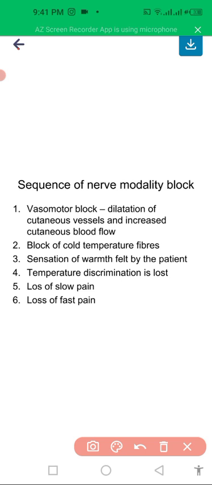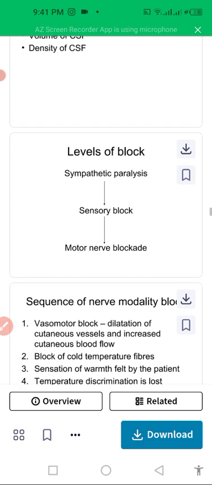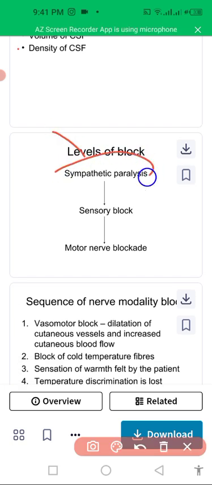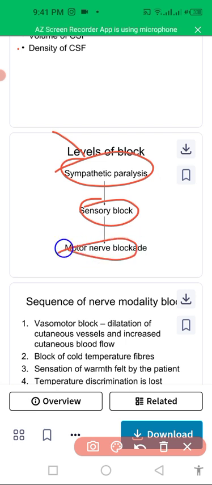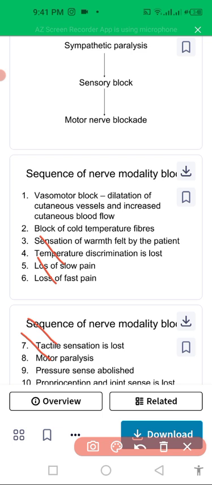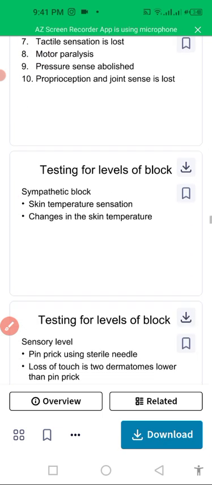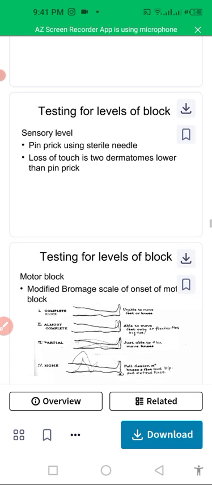Level of blocks that are achieved: sympathetic paralysis causes sensory block, and then motor blockade occurs. Vasomotor block dilates the cutaneous vessels. Cutaneous dilation results in cold temperature, a sensation of warmth felt by the patient, and then loss of pain, loss of slow and fast fibers, tactile sensation, motor paralysis, pressure sensation abolished, and perceptions are lost.